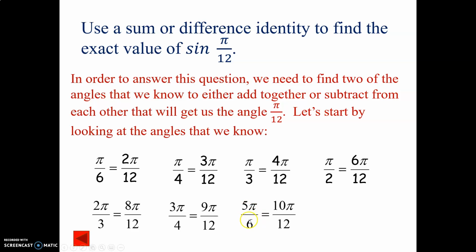Next, 5 pi over 6. 6 goes into 12 2 times, 2 times 5, 10. And again, the whole reason why we're doing this is if I'm trying to find two numbers that either add or subtract to give me something over 12, I'd like to use numbers that already have a denominator of 12. Next is pi. Pi is the same thing as 1 pi over 1, 12 pi over 12 reduces to pi.